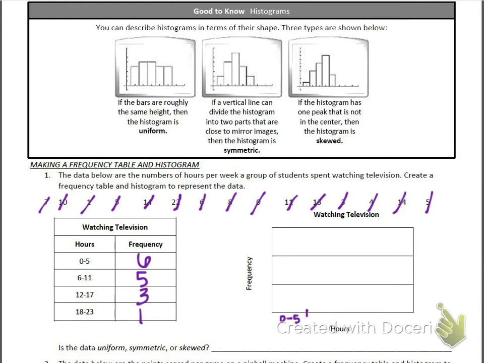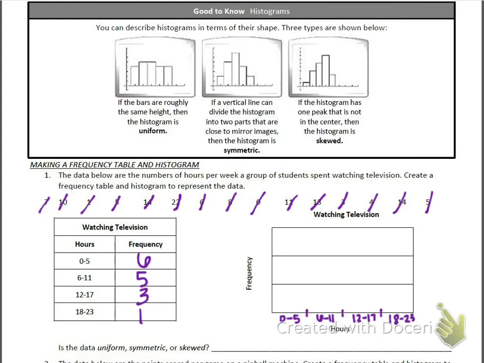Ooh, those aren't going to be even. 4 intervals, right? Okay. So try and make them about even. So I'm going to have 1, 2, 3, 4. The next interval is 6 to 11. 12 to 17. And 18 to 23. So we just label it.